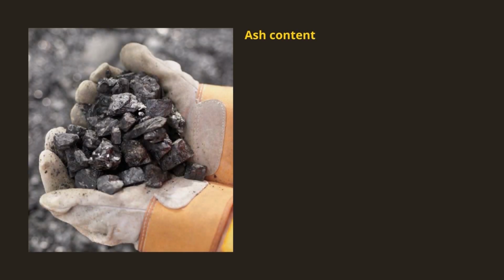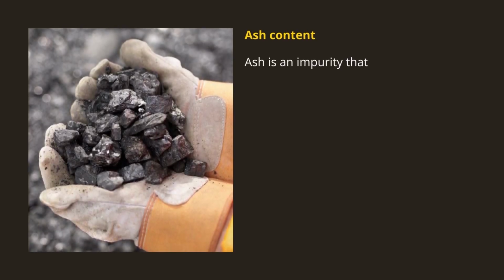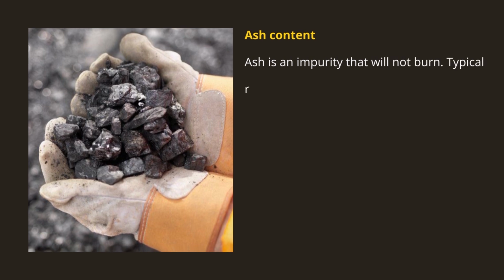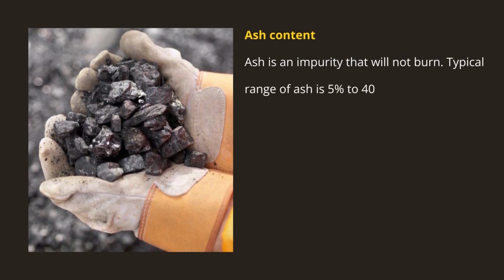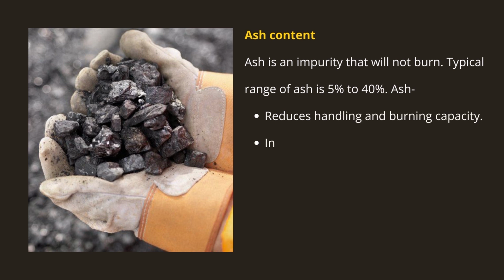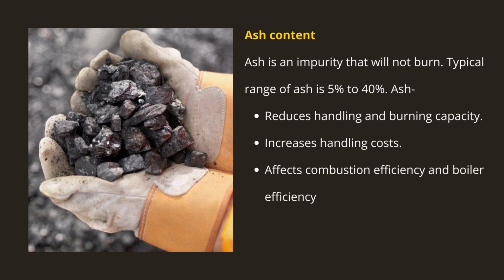Ash content. Ash is an impurity that will not burn. The typical range of ash is 5% to 40%. It reduces handling and burning capacity. It increases handling cost. It affects combustion efficiency and boiler efficiency. It causes clinkering and slagging.